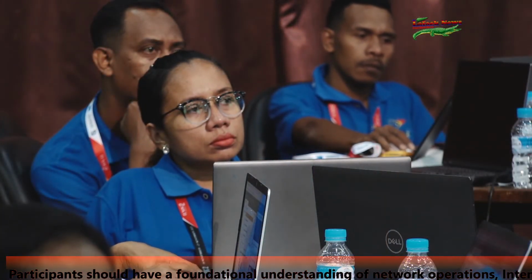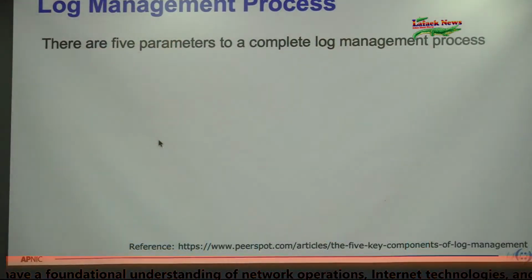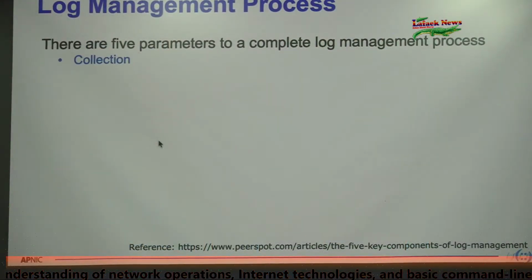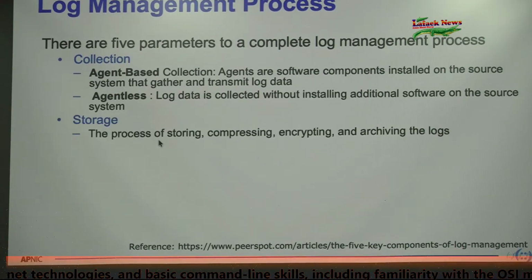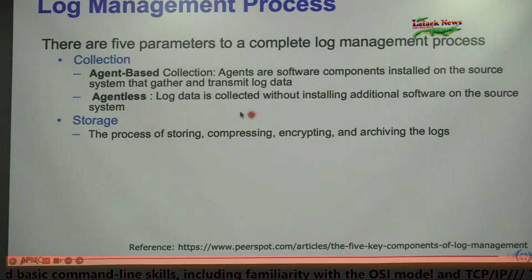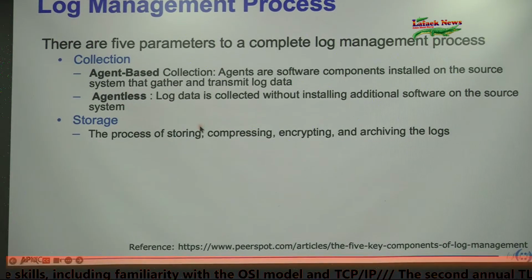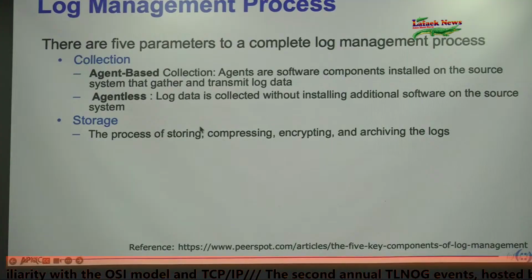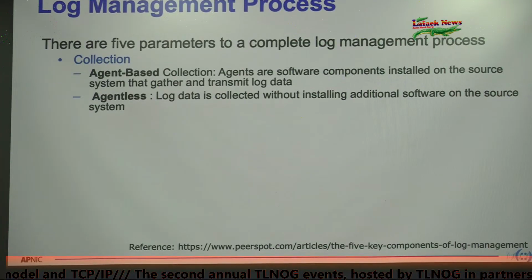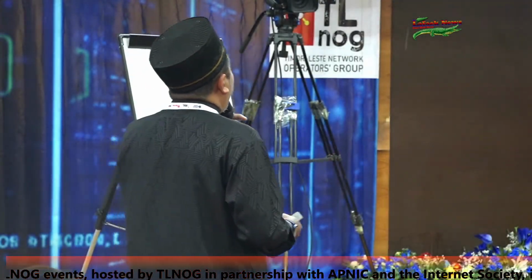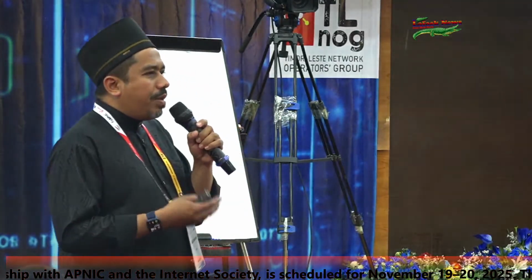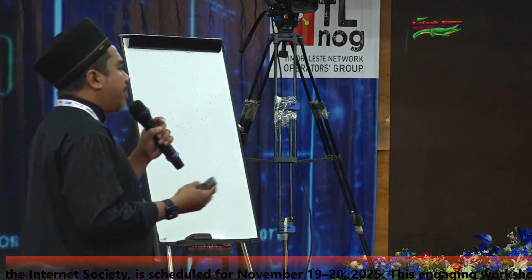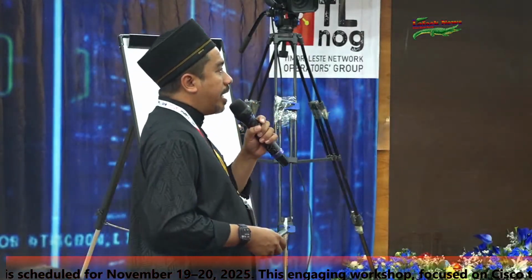So we talk about there being 5 parameters for a complete log management process. The first one is collection. There are two types of log collection. The first is agent-based, which is usually for servers. If the server doesn't have a log collecting facility, you need an agent to help push the logs from the server to your centralized log.